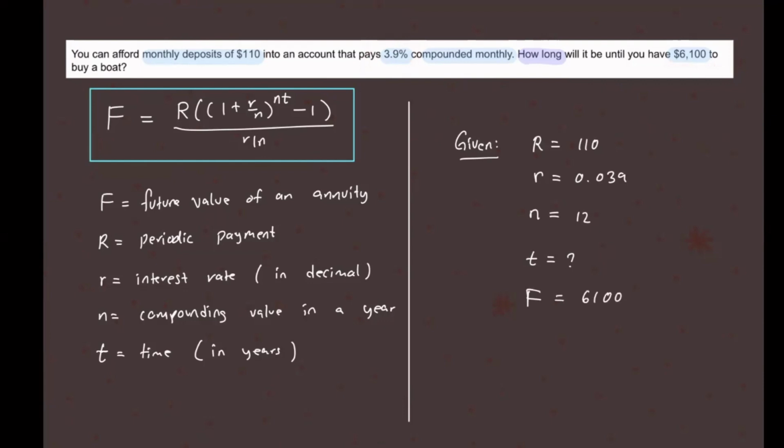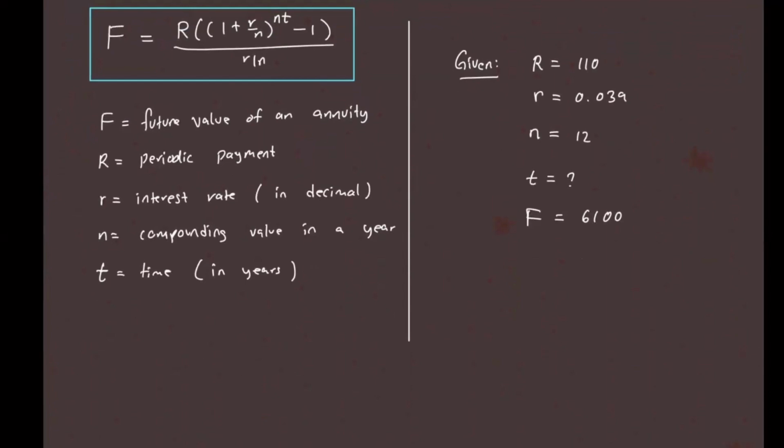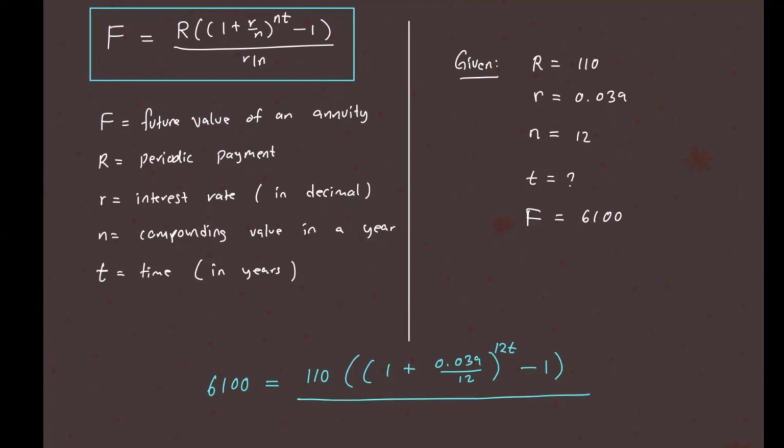Okay, so let's plug in all of that into this formula and try to isolate T. So let me go ahead and do that. So we have our future value, which is 6,100, is equal to R, that's 110, times parentheses 1 plus the rate, that's 0.039, divided by 12, to the power of 12t, minus 1, close the parentheses, over r over n, that's 0.039, divided by 12.